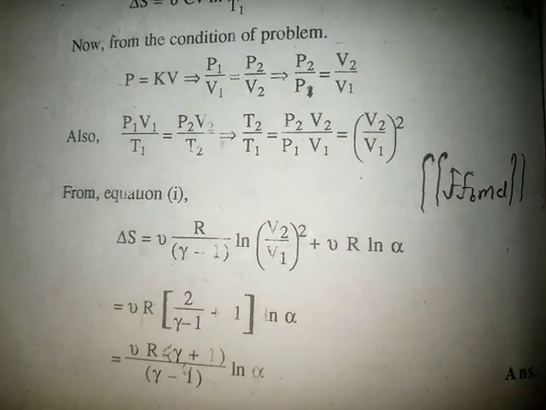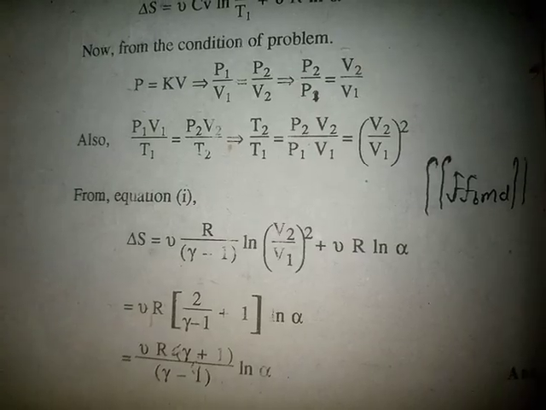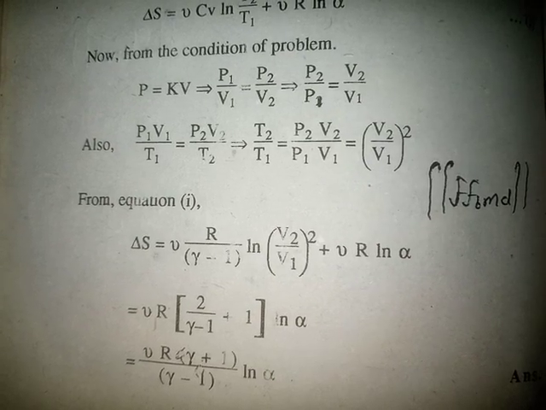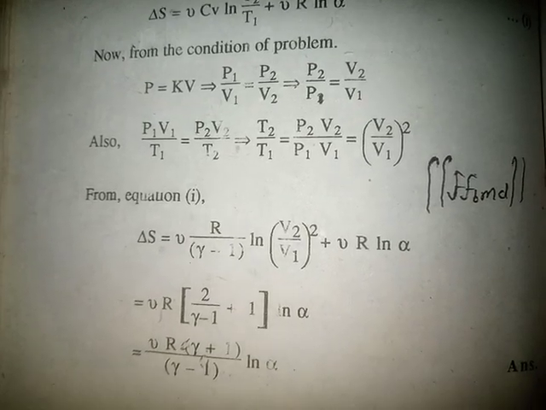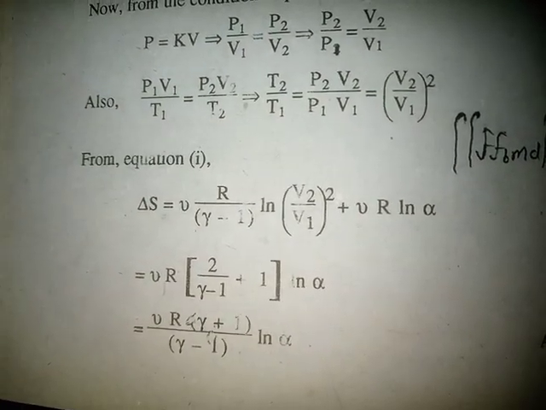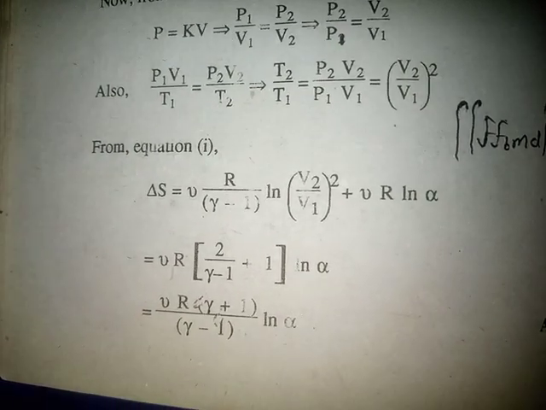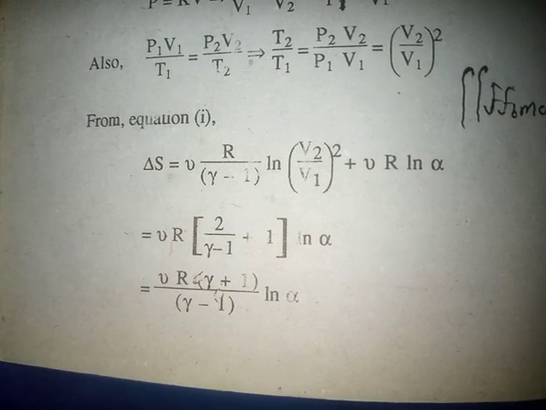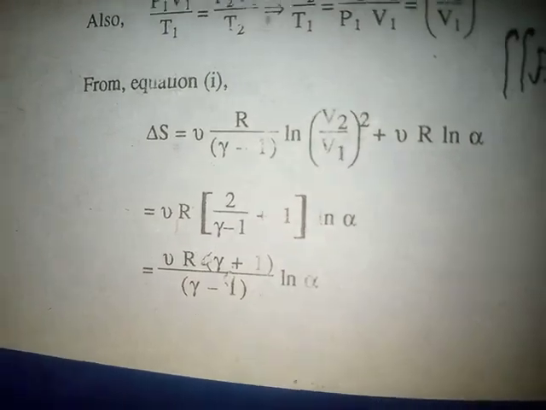From equation 1, delta S equals nu R by gamma minus 1 into ln of V2 by V1 the whole squared plus nu R into ln alpha, which equals nu R into 2 by gamma minus 1 plus 1 into ln alpha, which equals nu R into gamma plus 1 divided by gamma minus 1 into ln alpha. Answer.